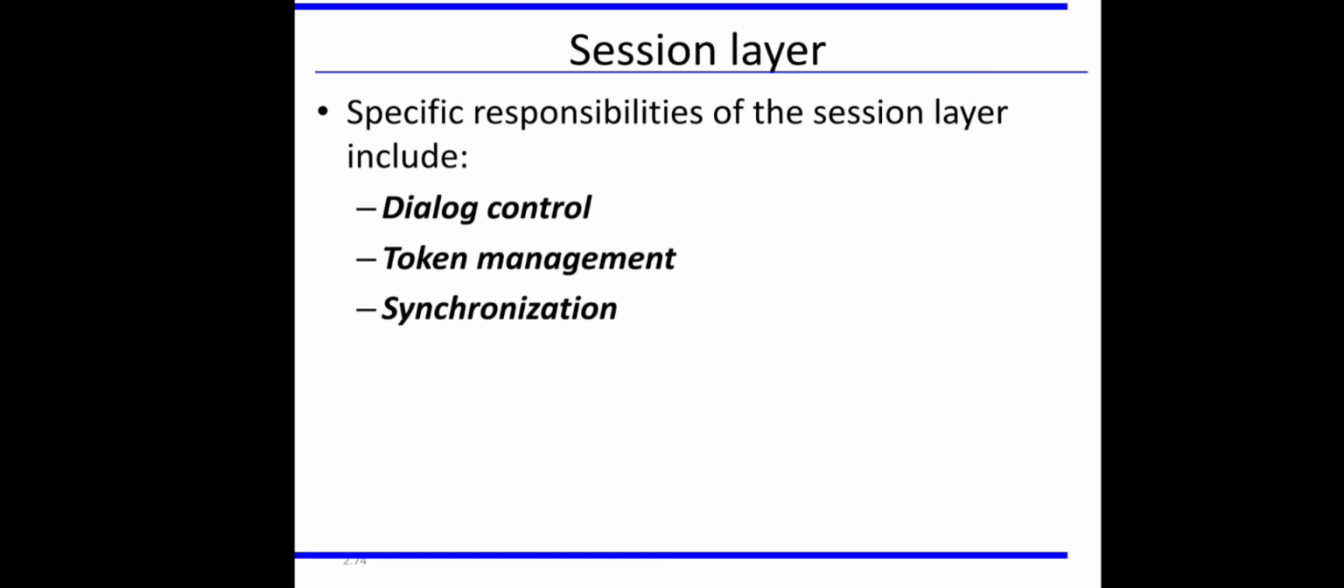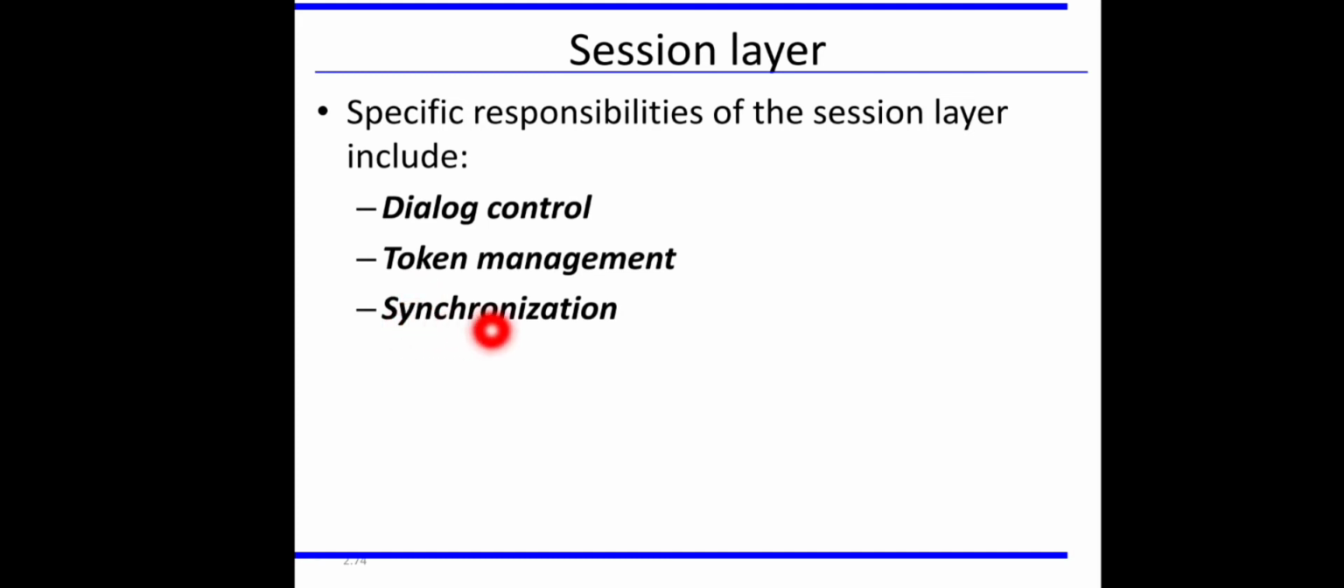In the case of the second functionality, that is token management, using some tokens, the session layer manages activities like common or critical data operations done by different processes. In such a critical operation, only one of the processes will be allowed to manipulate or modify the corresponding common data, right? Using some token, the session layer will provide mutual exclusion for such critical operations.